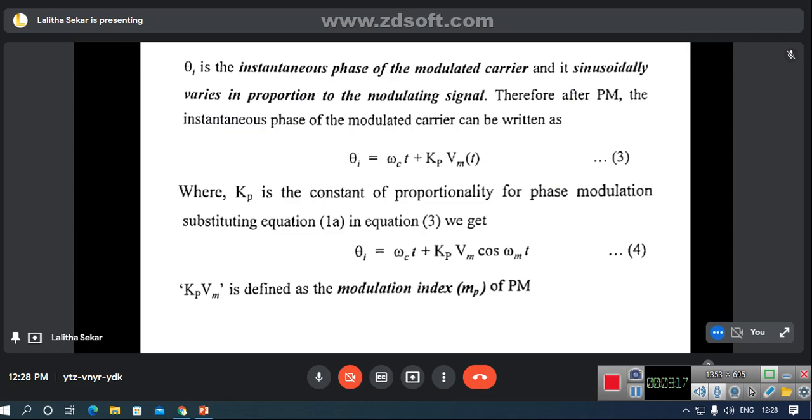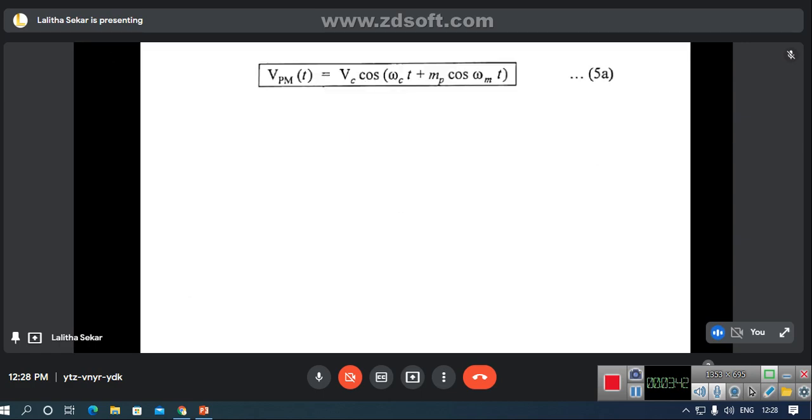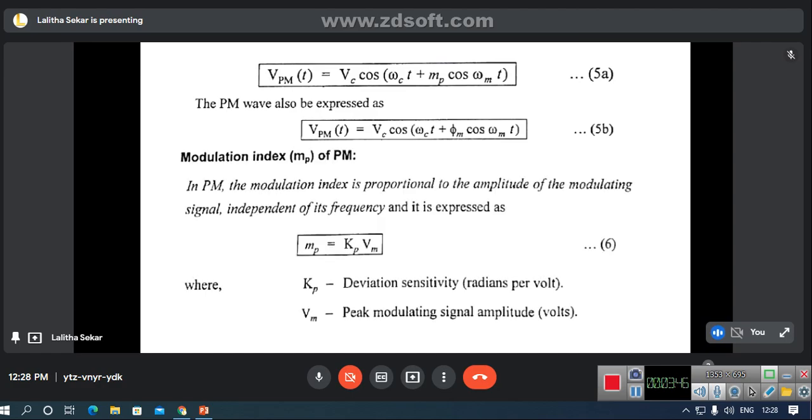Since Vm of t is equal to Vm cos omega mt, we can put theta is equal to omega ct plus kp Vm cos omega mt. Here kp Vm is defined as the modulation index Mp of PM, that is, the phase modulation index Mp is equal to kp Vm. Next, Vpm of t is equal to Vc cos of omega ct plus Mp cos omega mt. The PM wave can also be represented as Vpm of t is equal to Vc cos of omega ct plus phi m cos omega mt. This is the phase modulation equation.